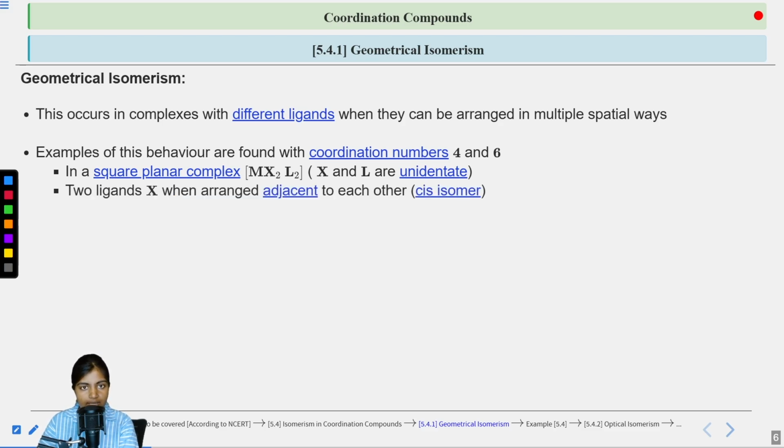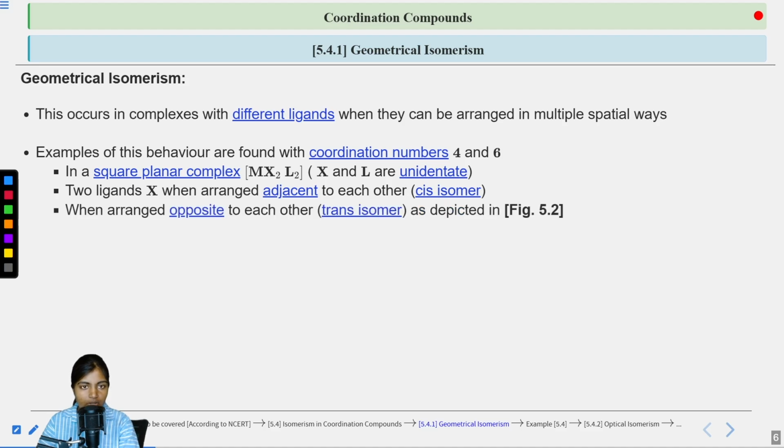Two ligands of X, when arranged adjacent to each other, will form the cis isomer. So in this square planar complex of MX2L2 type, if you arrange the two ligands of X in an adjacent manner, like one X is adjacent to another X in the square planar geometry of the complex, then that structure is the cis isomer of this complex.